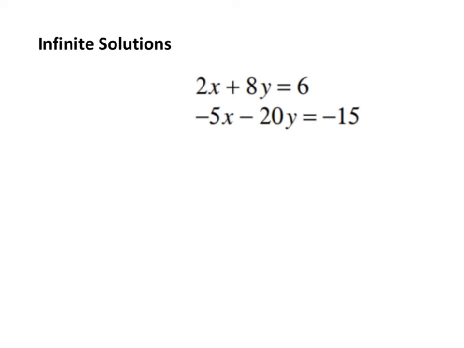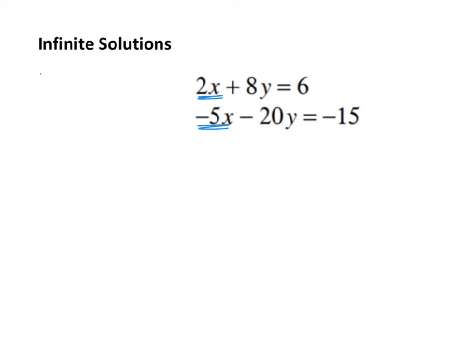So let's look at those. We have a 2 and we have a negative 5. Perfect. One's positive, one's negative. Like the last one, we don't have to worry about positive and negative because they already are set up that way. We just have to worry about what's the multiple that they have in common.